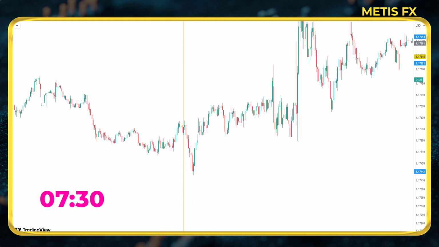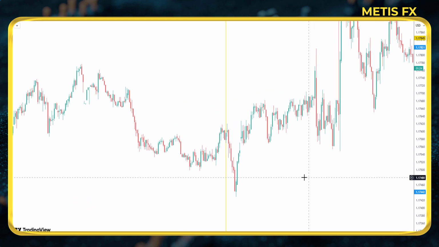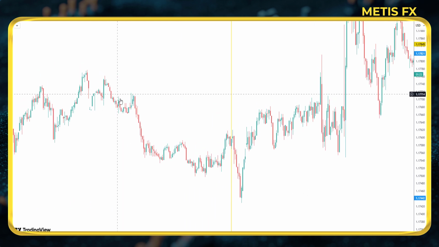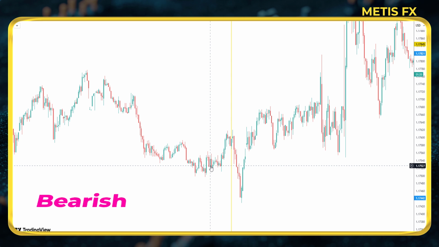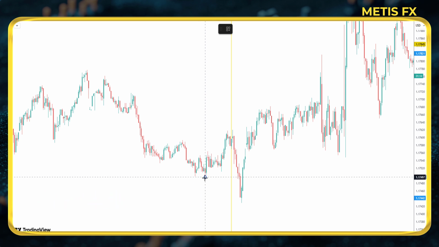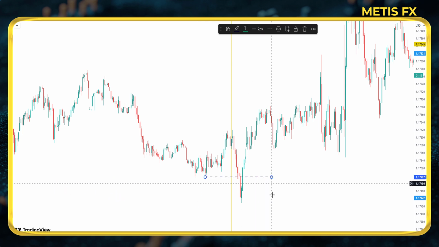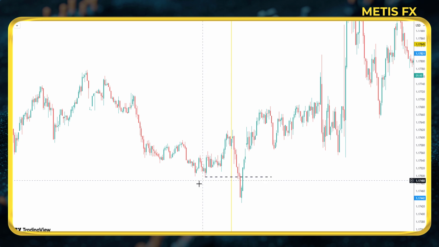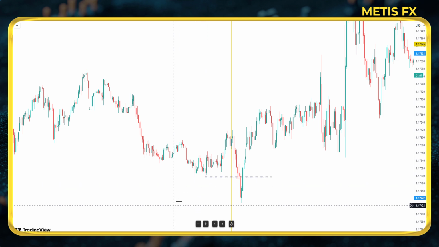Now, before 7:30, we analyze the previous trend. It's very simple. For example, here we had a bearish move before 7:30 and price created a low. So the trend is bearish. We mark that created low with a horizontal dotted line. This becomes our key level. In an uptrend, we do the opposite. I'll show that too.